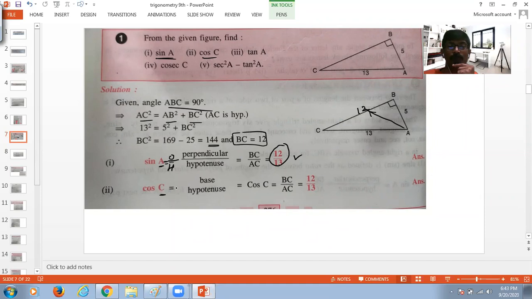So what is cos ratio, or what is cos formula? That is adjacent upon hypotenuse. What is cos ratio? Adjacent upon hypotenuse, or else in other language, base upon hypotenuse. So what is this cos C with respect to C? With respect to C, this will become opposite, this will become adjacent, and this will become hypotenuse. So 12 by 13. Did you understand? So it became 12 by 13. I hope you understood this cos C.